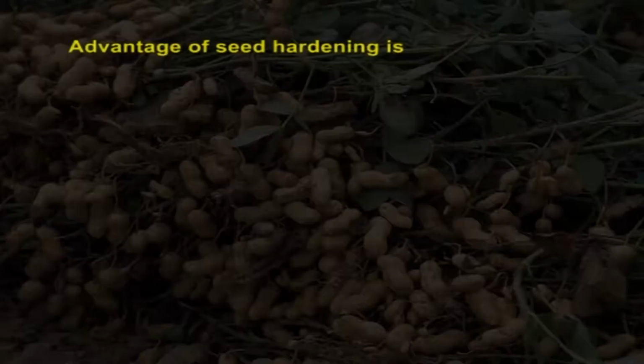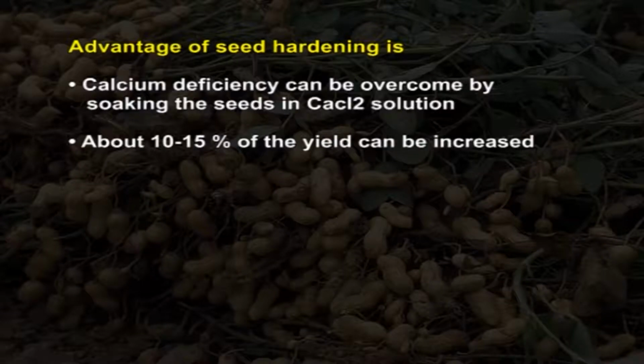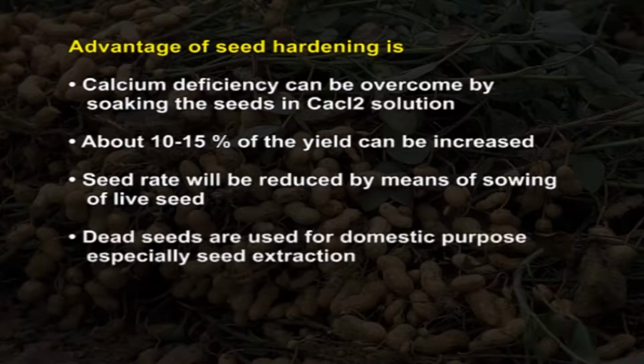The dead seeds are separated by this process, and sowing of viable seeds enables the establishment of the required plant stand. The remaining seeds can be dried to original moisture content and stored for 7 to 10 days. Here the advantage of seed hardening is that calcium deficiency can be overcome by soaking the seeds in calcium chloride solution. 10 to 15% of the yield can be increased. Seed rate will be reduced by means of sowing of live seed. Then dead seeds are used for domestic purpose, especially oil extraction.